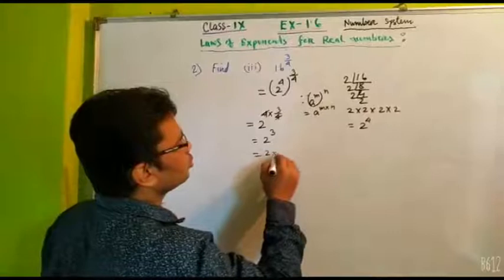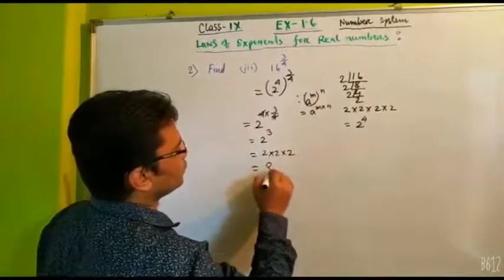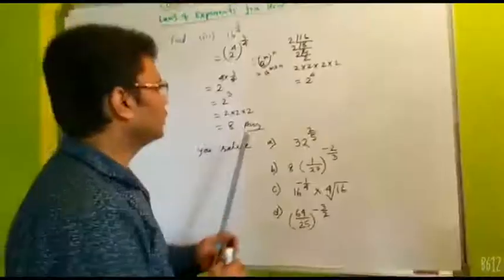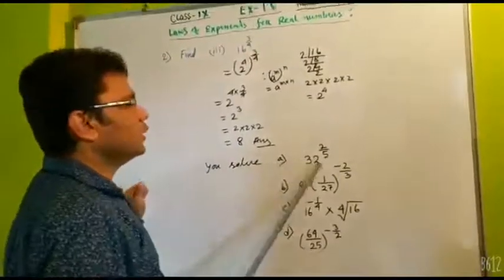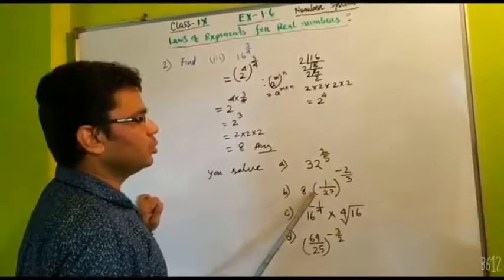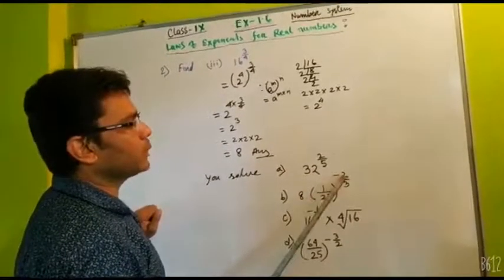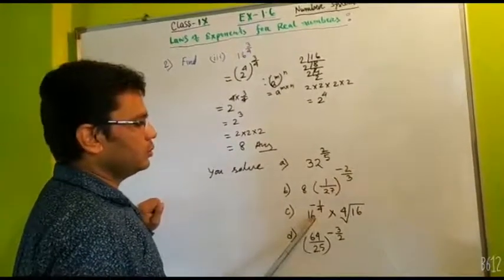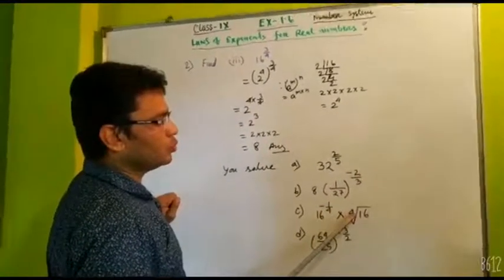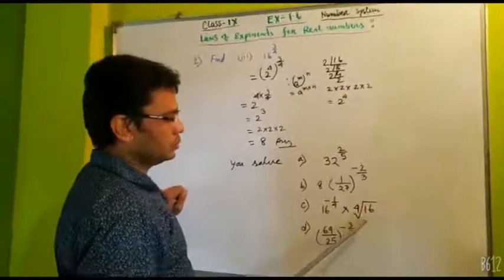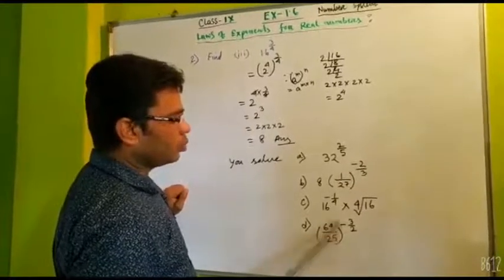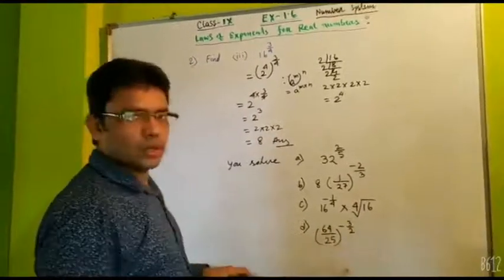Answer. Okay. Now you solve which one? A, 32 to the power 2 by 5. B, 8 into (1 by 27) whole to the power minus 2 by 3. 16 to the power minus 1 by 4 into 4th root of 16. (64 upon 25) whole to the power minus 3 by 2. Okay, now you solve this one.